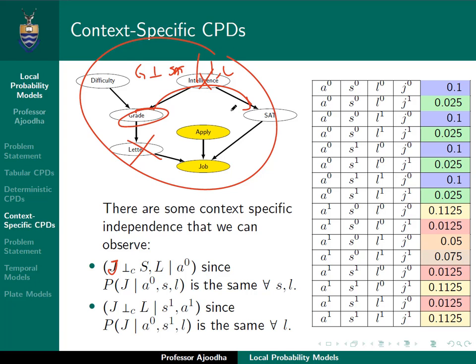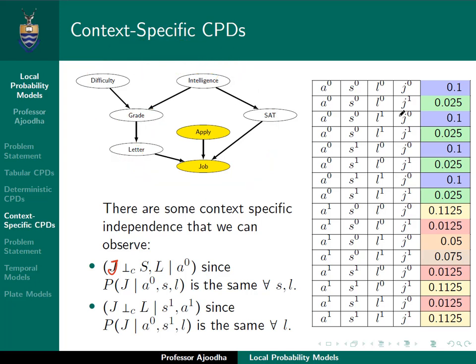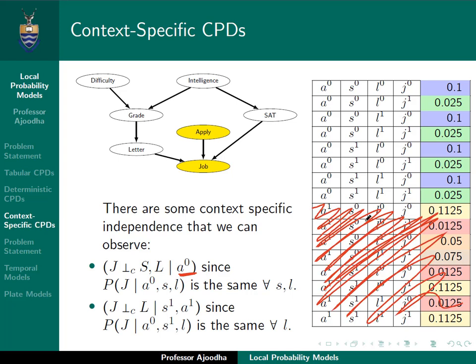We can do the same kind of reasoning specifically for a table like this one. We see that J is context-specifically independent of S and L given A=0. A good way of reading this is the other way around: look at the given part first. It's A=0, so let's cancel everything that doesn't involve A=0.